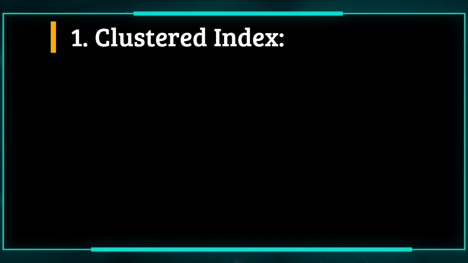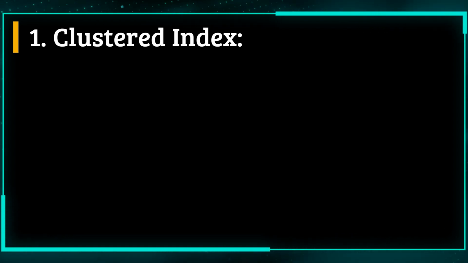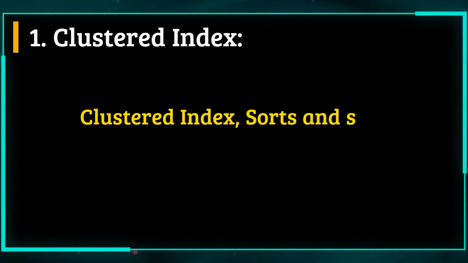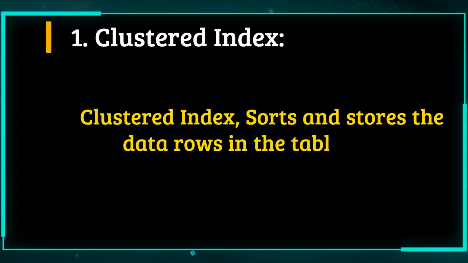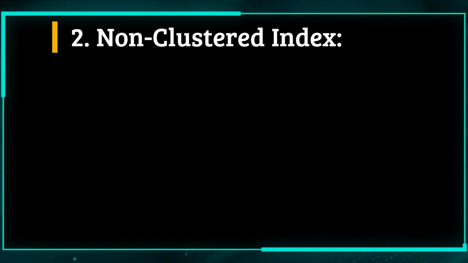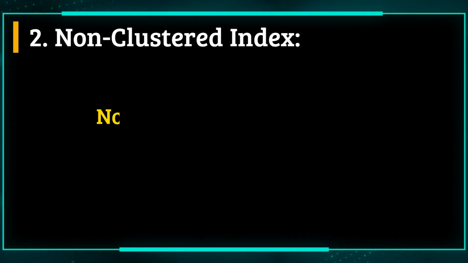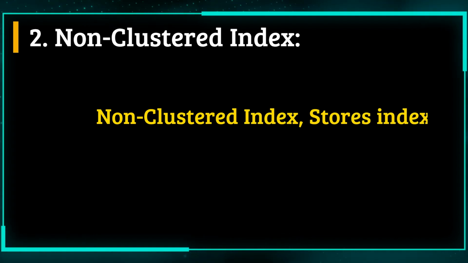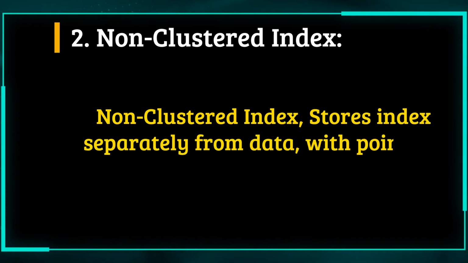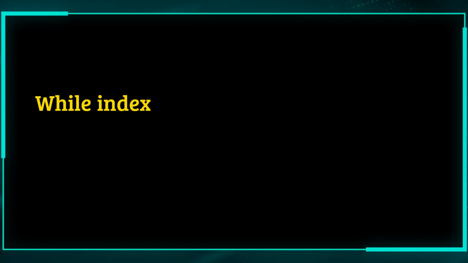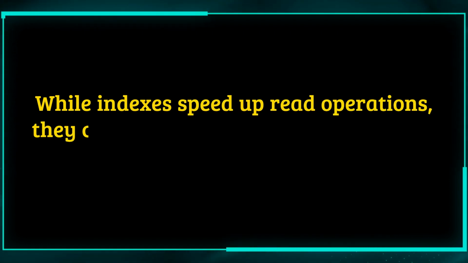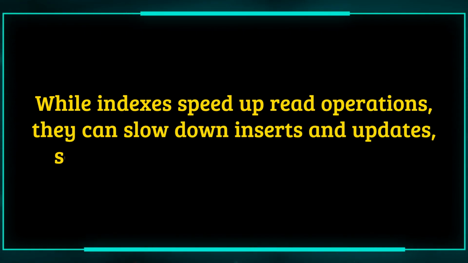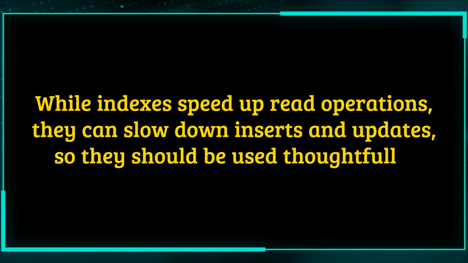Common types include 1. Clustered index. Clustered index sorts and stores the data rows in the table itself. 2. Non-clustered index. Non-clustered index stores the index separately from data, with pointers. While indexes speed up read operations, they can slow down inserts and updates, so they should be used thoughtfully.